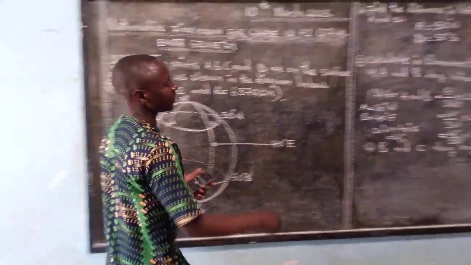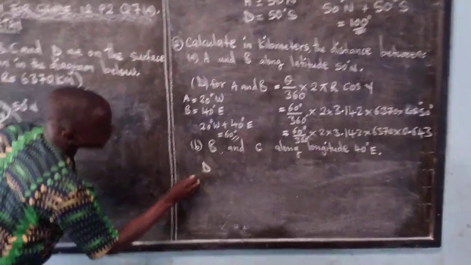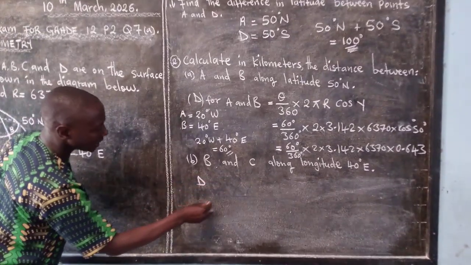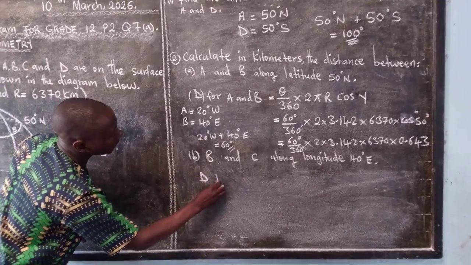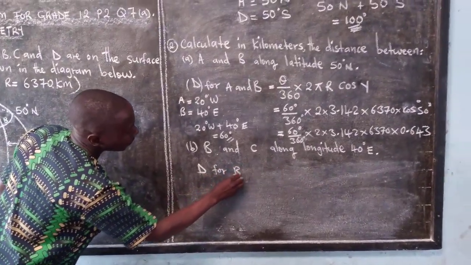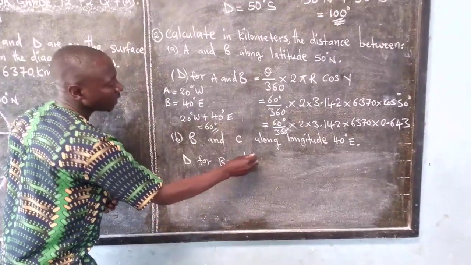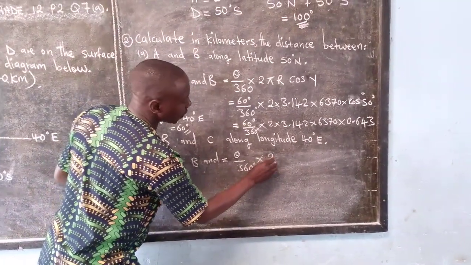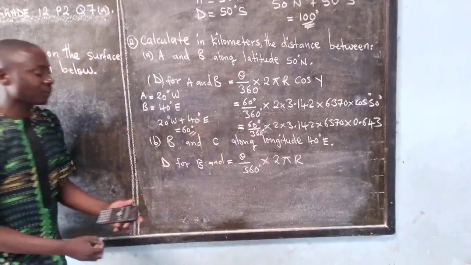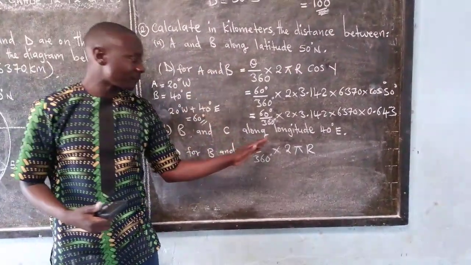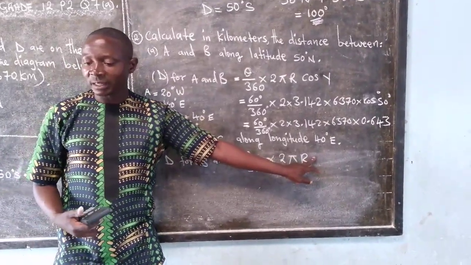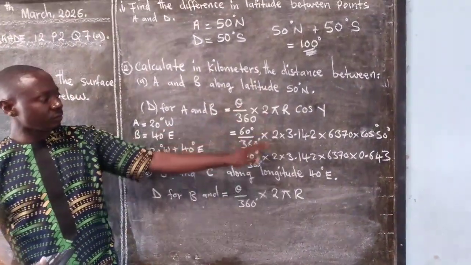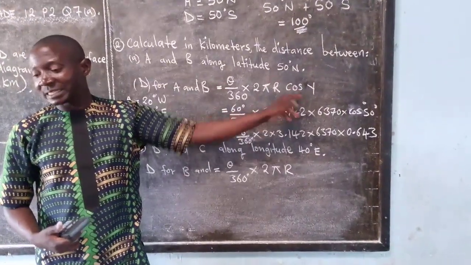We have a formula which is different from this one. Distance in longitude between B and C is equal to theta over 360 degrees times 2 pi r. On this one, when you are finding distance in longitude, don't put the cos. But when you are finding distance in latitude, you need to add the cos. That's the difference.